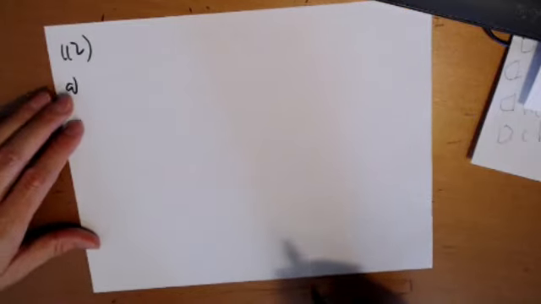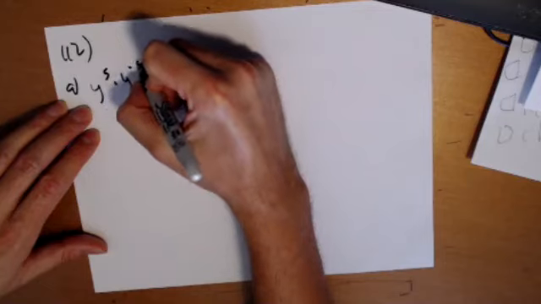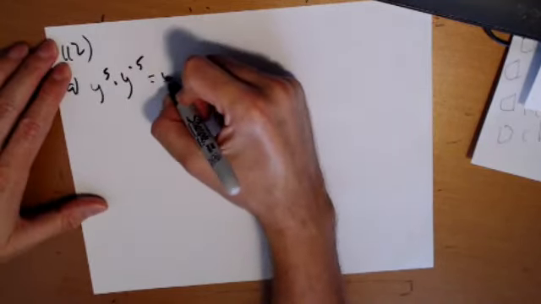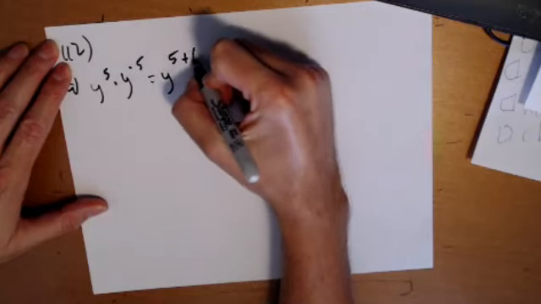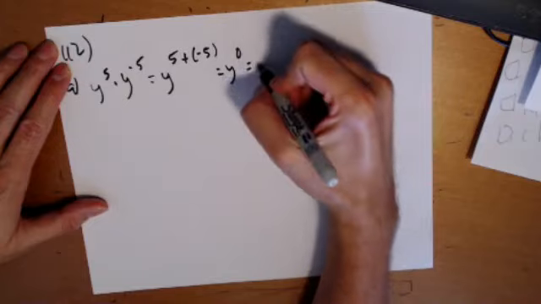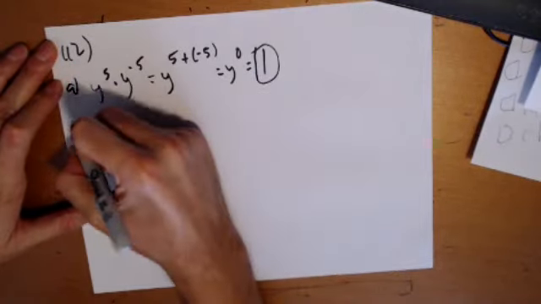112 A. y to the 5th times y to the negative 5th. In this situation, don't we just add the exponents? Isn't that just going to be y to the 5 plus negative 5, which is y to the 0? And didn't we agree earlier that anything to the 0 is 1? Yes? Good.